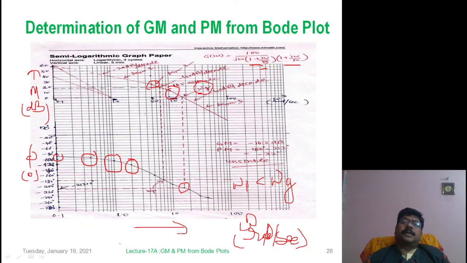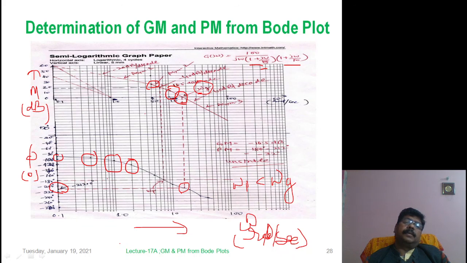Here the gain crossover frequency is this point, and from this point we have to draw a line parallel to the y-axis where it touches the phase plot, and from that point we move across to know the angle. This is the angle for this point. So this angle is coming to minus 212 degree.